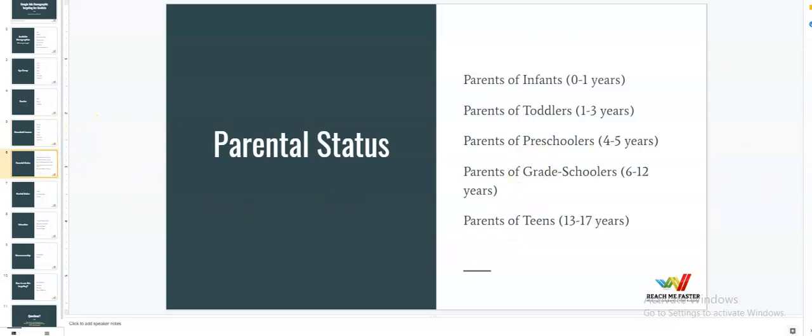Next, we have the parental status. This is a different kind of targeting; it's not available straight away in your campaigns. You actually have to dig a little bit deep to reach this deeper demographic, you could call it. But it is available for search campaigns as well as display campaigns and video campaigns. The categories that you have are parents of infants, toddlers, preschoolers, parents of grade schoolers, and parents of teens.